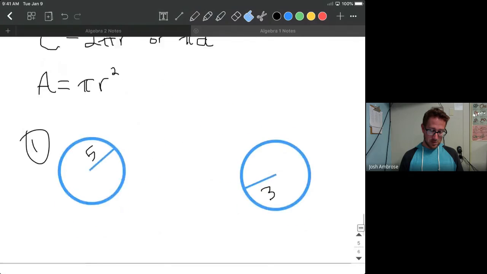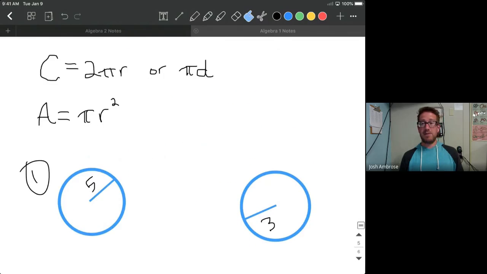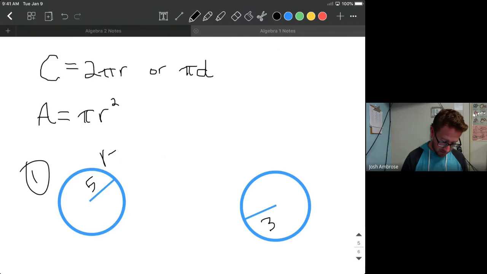And that is what we are looking at right here. A 5, that is our radius. Okay, so that means that we have r equals 5. If we're calculating circumference and we are only given the radius, then you're going to have to use this equation right here, okay? Because that is what gives you the radius.